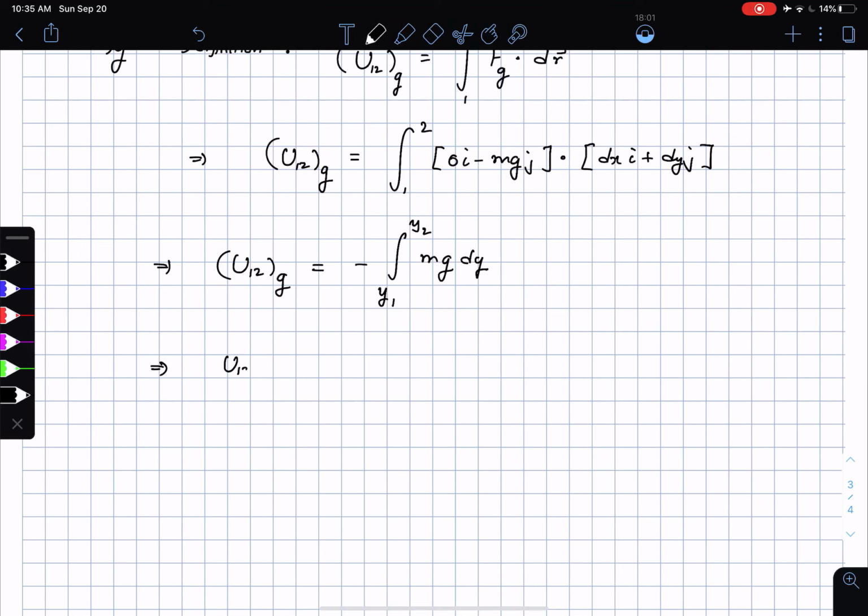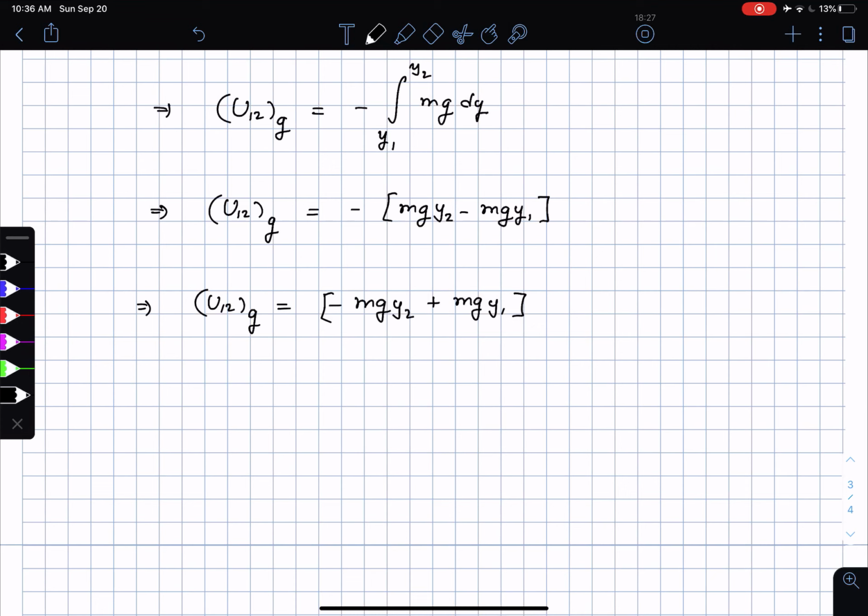Okay, so this means that U12g is going to be minus mg y2 plus mg y1. Okay, so this is typically how it looks. Or U12g is equal to minus mg y2 plus mg y1, which tells me the following: at some height y, what is the work done due to gravity? So Ug is going to be actually minus mg times y.